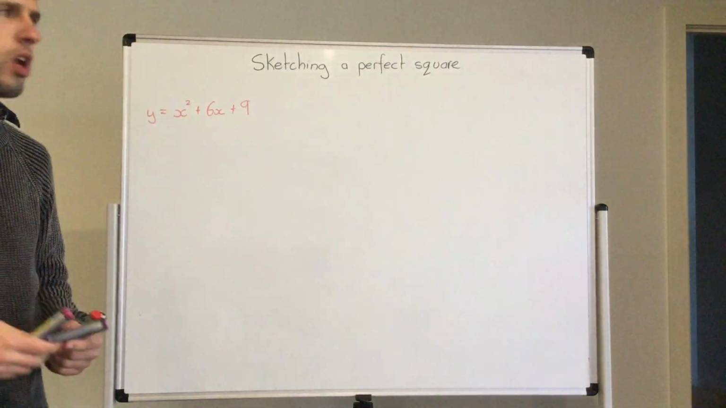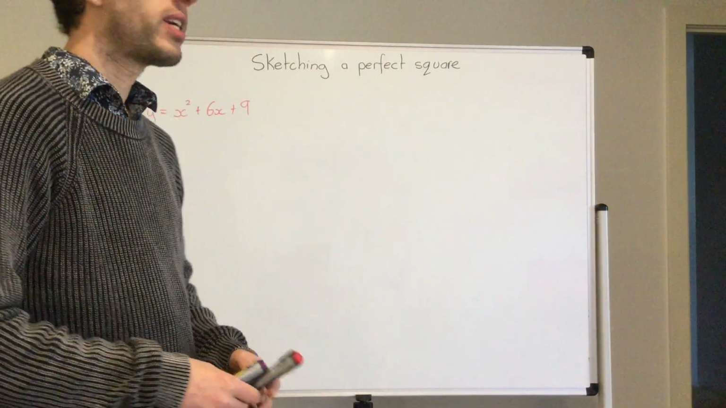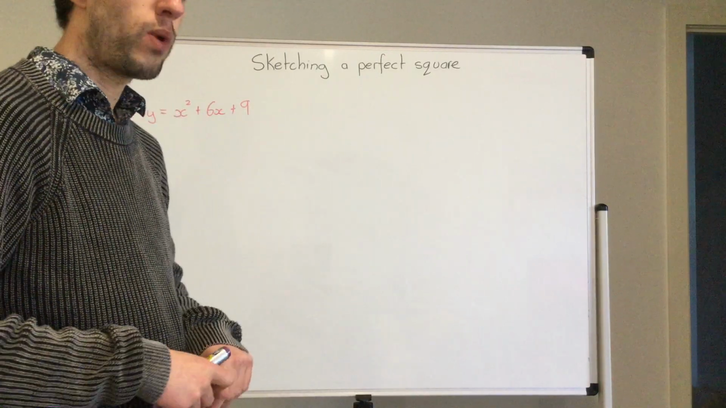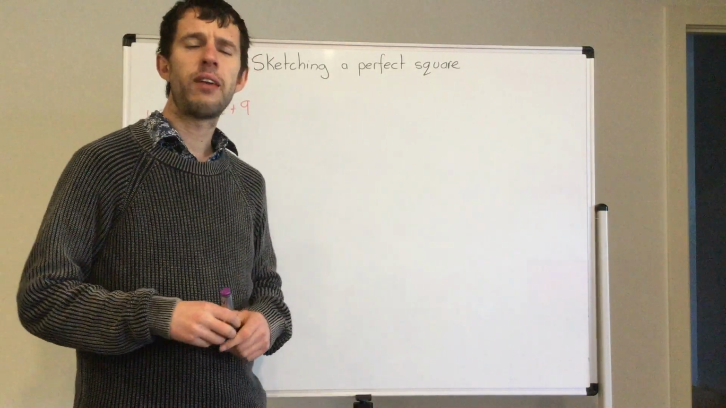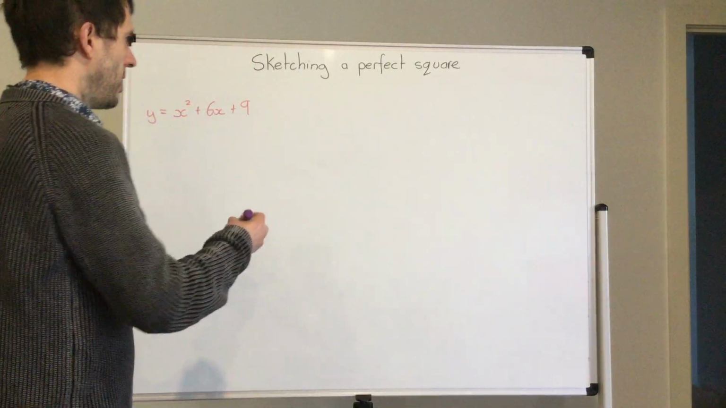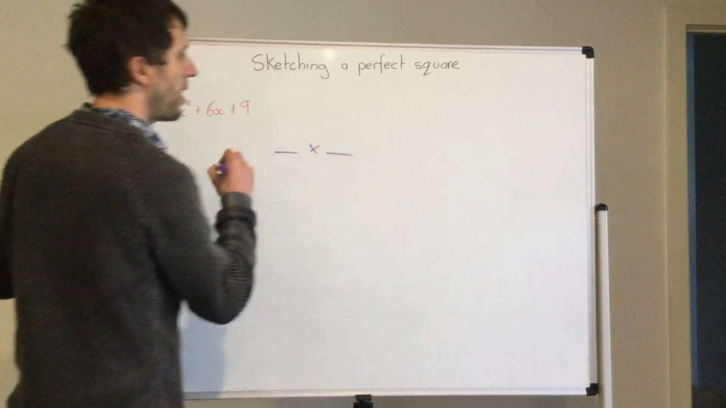So we are going to be looking at sketching a perfect square. When we're thinking about why we use perfect squares and how they come into place in a parabola, they've only got one x value. So the first thing we need to be thinking about is let's get it into a perfect square.